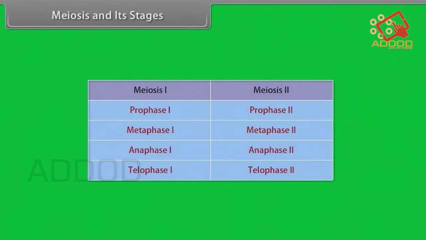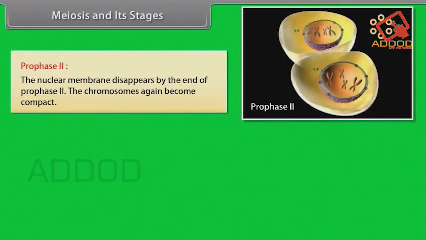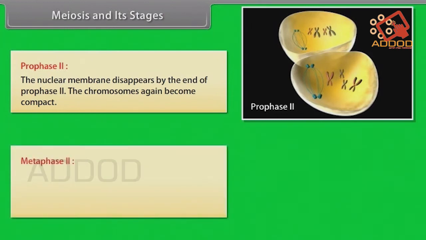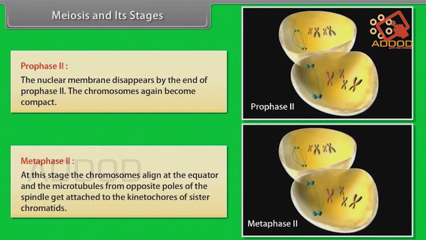In contrast to Meiosis I, Meiosis II resembles a normal mitosis. The nuclear membrane disappears by the end of prophase II. The chromosomes again become compact. After prophase II, metaphase II takes place. At this stage, the chromosomes align at the equator, and the microtubules from opposite poles of the spindle get attached to the kinetochores of sister chromatids.